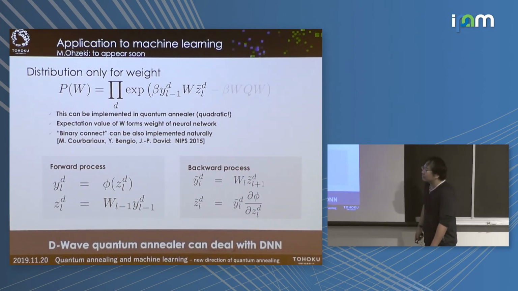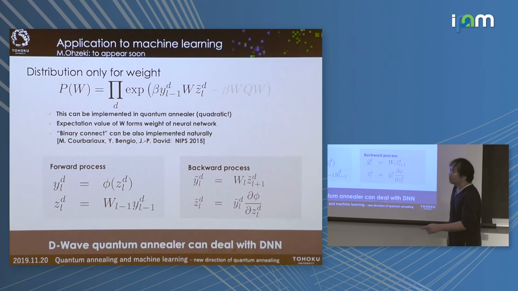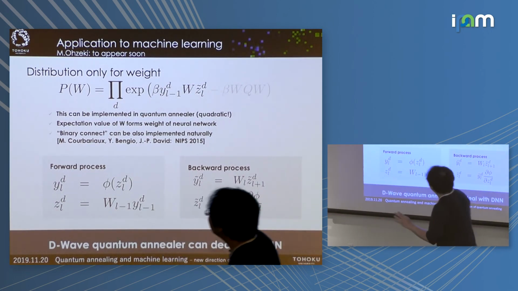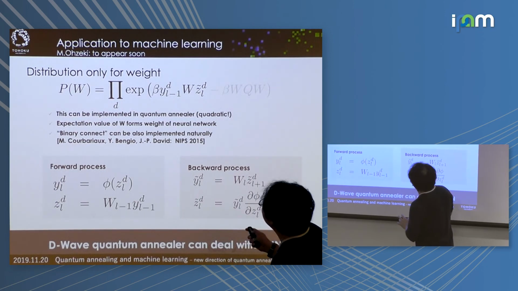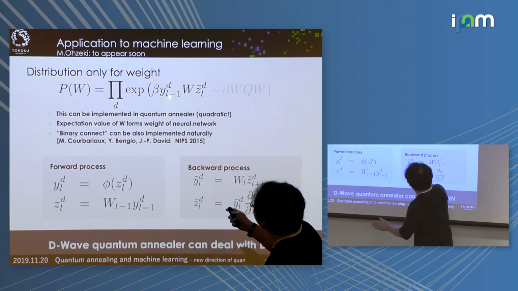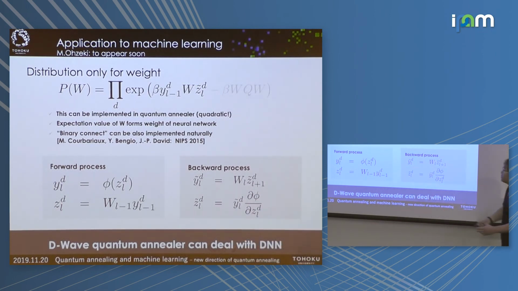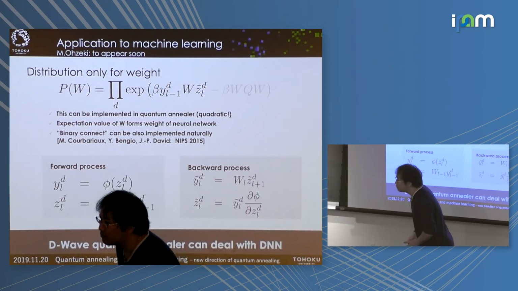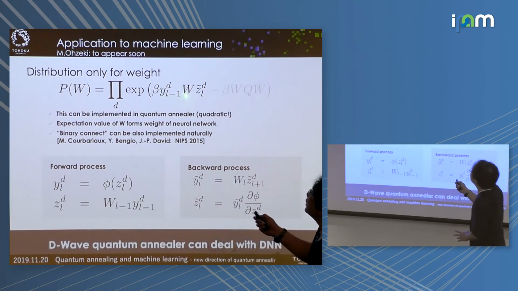So how do you implement something that needs binary variables? Sorry, you say this is implemented with a quantum annealer where you use binary variables? Yes, W is binary. And Y and Z are real-valued. So it's a linear cost function.